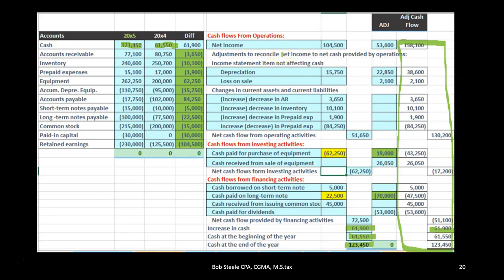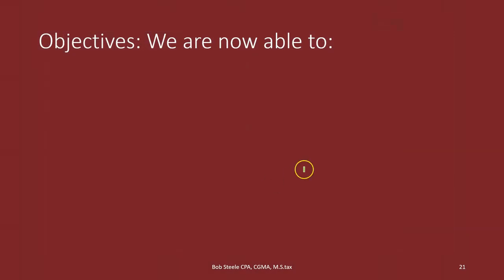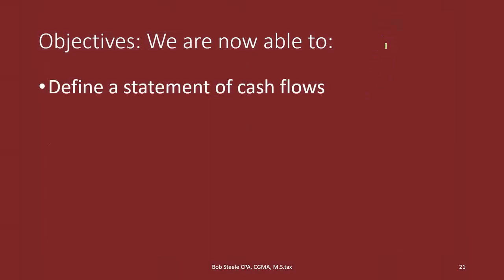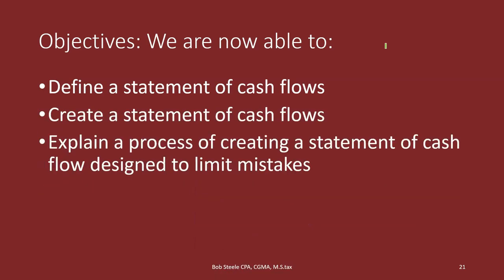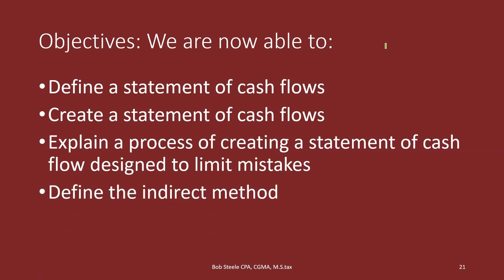Again, if you're working a problem in cash flow, there are two types of things you're going to have to know. You're going to have to memorize operating, investing, financing. And if you know which items go in which section, you can get a lot of points on that. If you're actually going to create a cash flow statement, then you really want to come up with a systematic way to do it, because it can be somewhat difficult to make sure that everything ties out towards the end. So we're now able to define a statement of cash flows, create a statement of cash flows, explain a process of creating a statement of cash flows designed to limit mistakes, and define the indirect method.